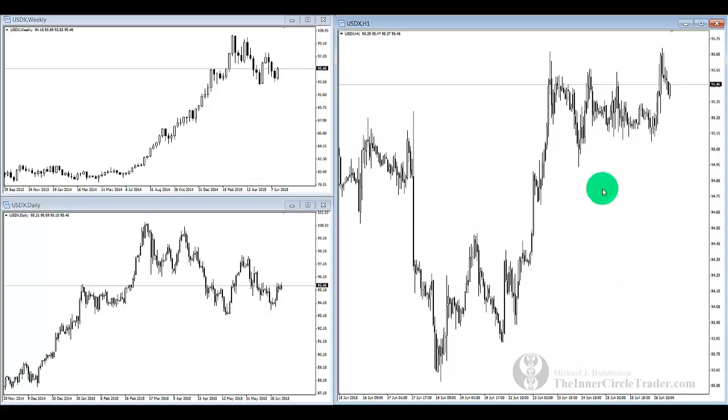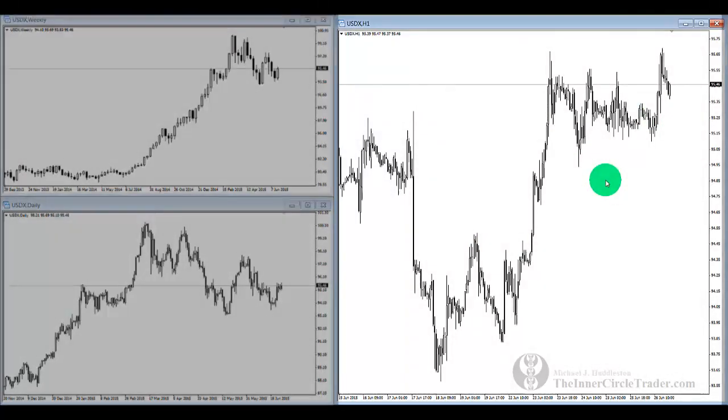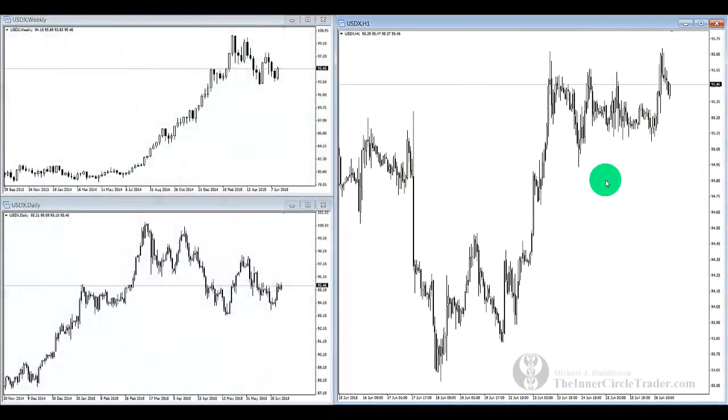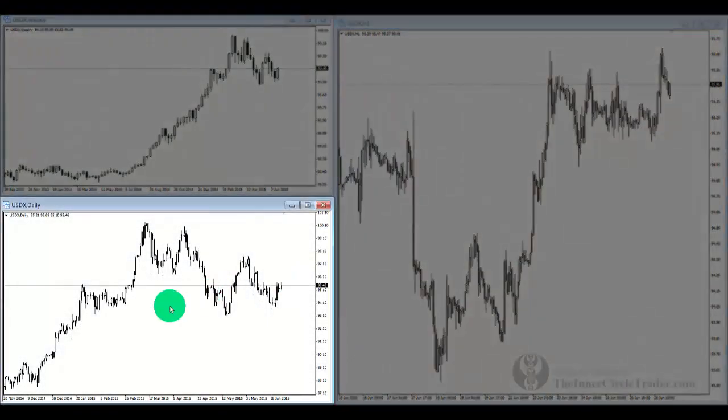The larger chart on the right hand side, as you see here, we're going to be predominantly working with the 1 hour chart for setups. And it's going to be framed on the idea of what is seen on the lower left hand chart here, which is in this case the daily.